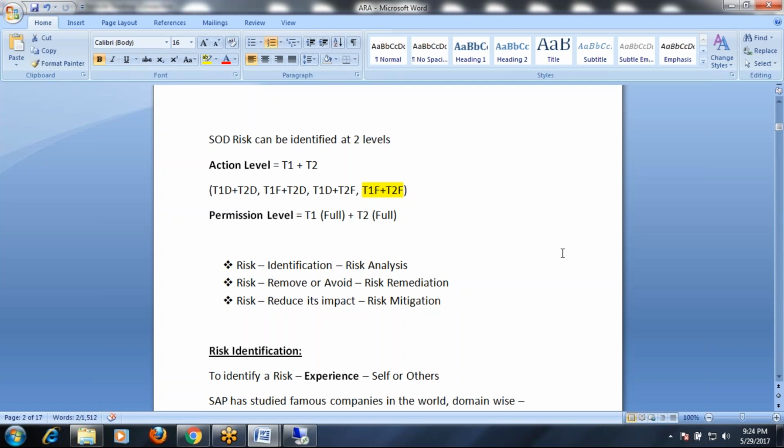Anything else? MSMP, BRF+, everything will be covered, right? MSMP and BRF+ come in the last component called ARM, Access Request Management. First we need to complete the first three components, ARA, EAM and BRM. Only then can we go for ARM. We will cover MSMP configuration, BRF+, workflow, everything, step by step.